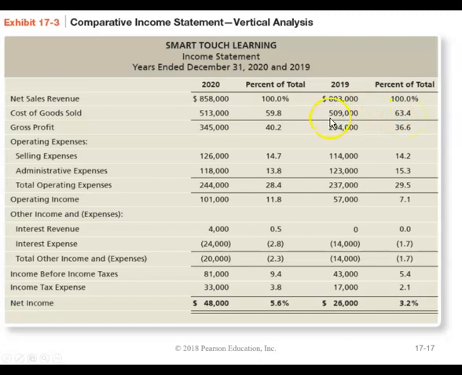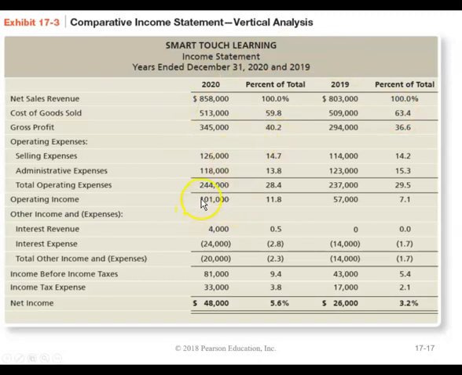So in other words, our cost of goods sold cost us 63.4% of total revenue. If we wanted to do 2020, we would just use 2020's numbers over here. So that would be 513 divided by 858, and that was 59.8. So what I can see in my vertical analysis is that my cost of goods sold was less as a percent of sales in 2020 than it was in 2019. So that's probably a good thing. All right, we can do this for each item, and we will.